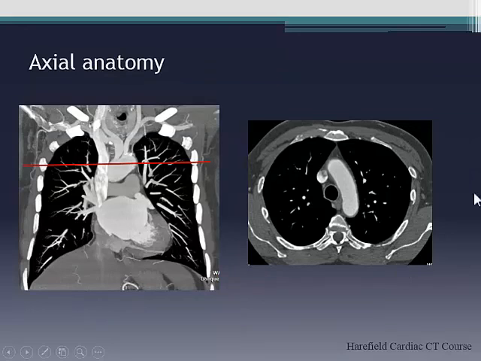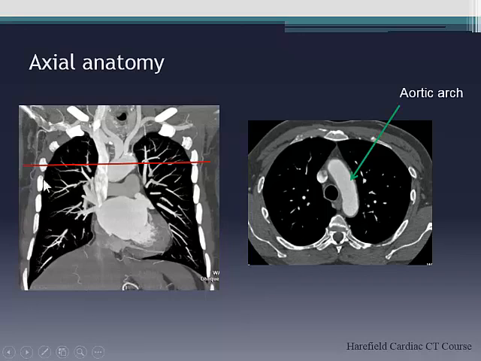So one of the ways that we're going to try to look at the anatomy is from the axial plane. Again, most cardiologists won't be used to looking at the anatomy this way, but it's a good way to at least start interpreting the image. What's very useful is you should always use all the planes whenever you're trying to resolve what a structure is, especially if you are not entirely sure.